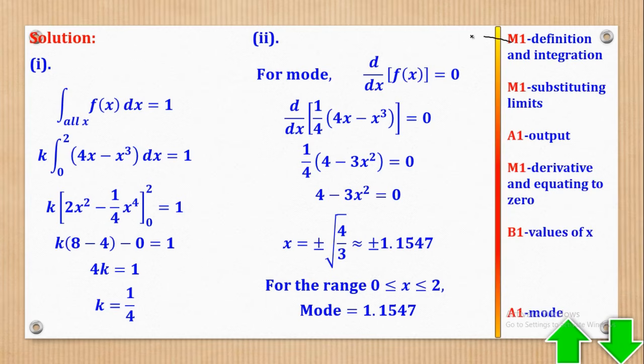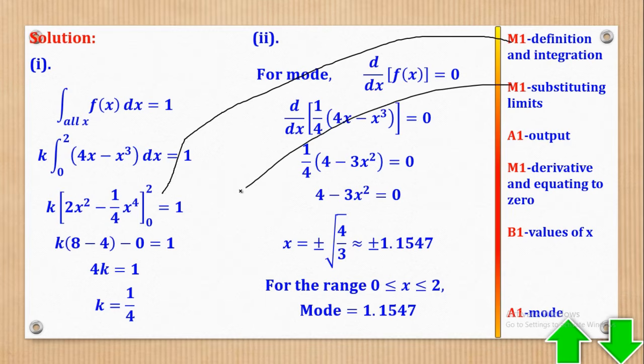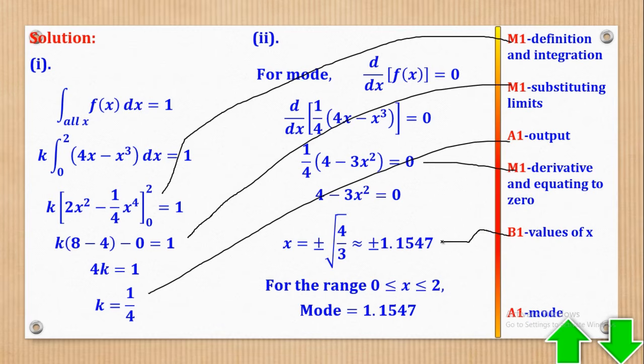So M1 here is for definition, and integration should be at that point. M1 for substituting limits, and A1 for output. Then here M1 for derivative, and equating to 0, then A1 for the values of x, both values, and A1 for eliminating to come up with the required value which is needed.